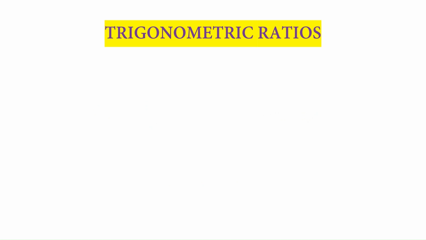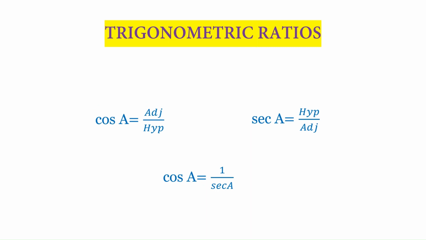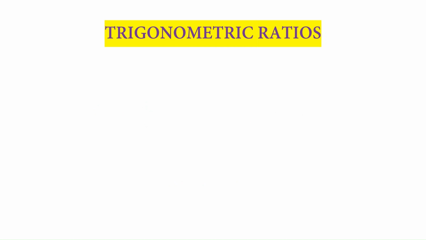The next value is cos A, which is equal to adjacent upon hypotenuse, and sec A is equal to hypotenuse upon adjacent. Again, sec A is the reciprocal of cos A. So we can write cos A equal to 1 by sec A, or sec A is equal to 1 by cos A. The next thing is tan A.